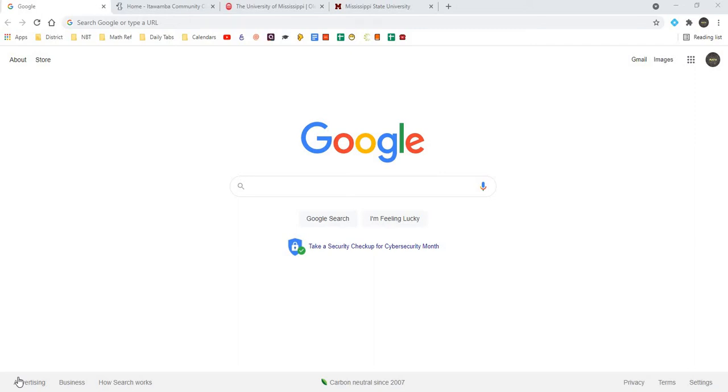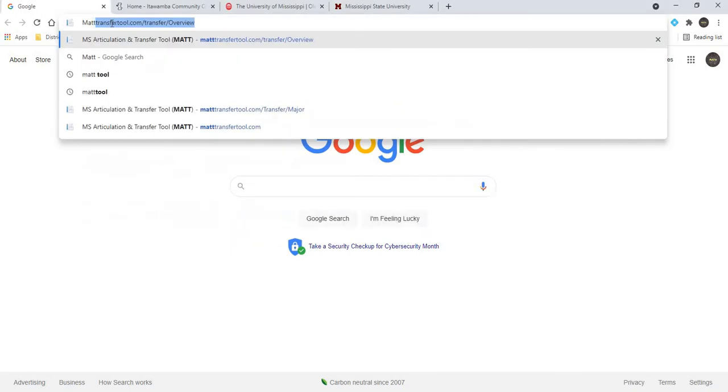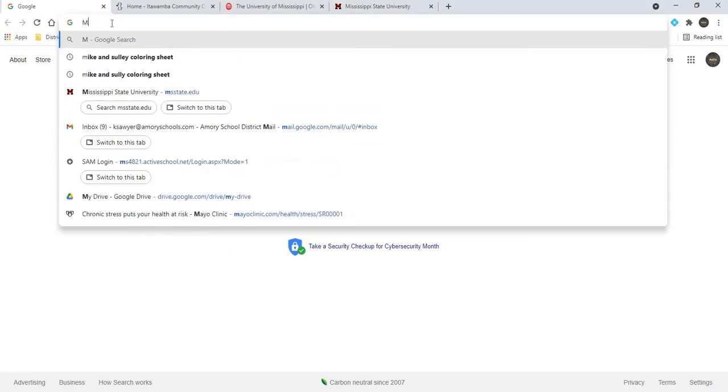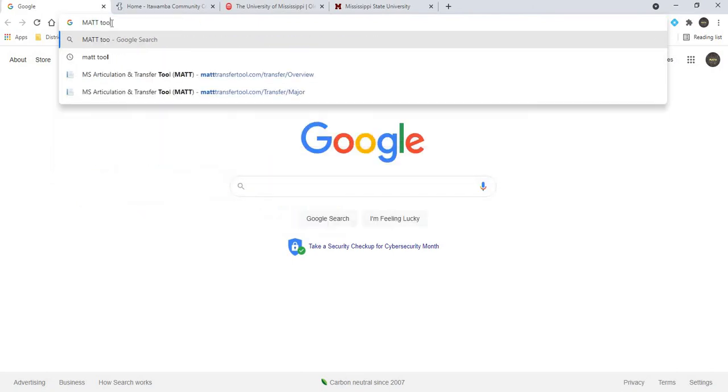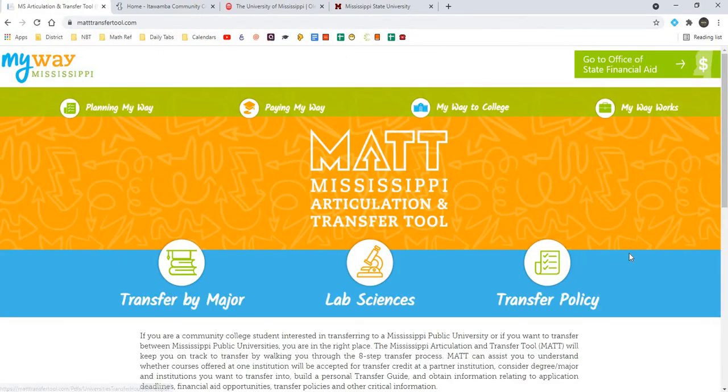I'm going to show you a tool on the internet. It's called the MAT tool. So you would go up to your search bar and type in MAT tool. The first result is the Mississippi Articulation and Transfer Tool, MAT, and it looks like this. What this is used for is to help guide your way if you intend to go to a university.